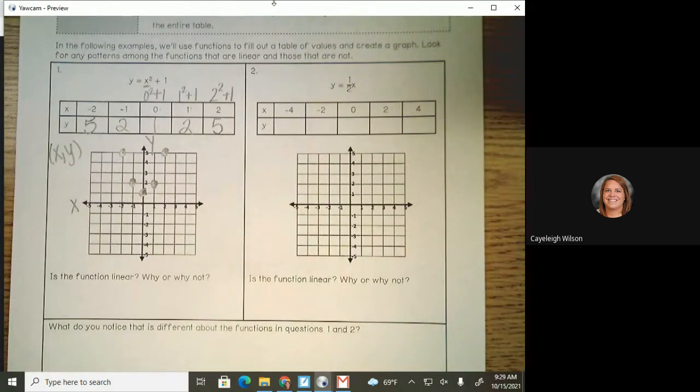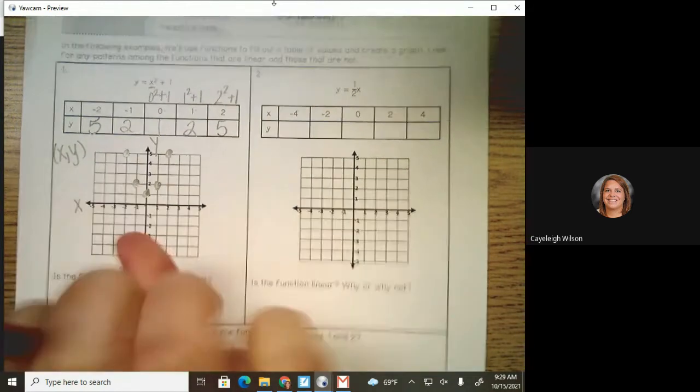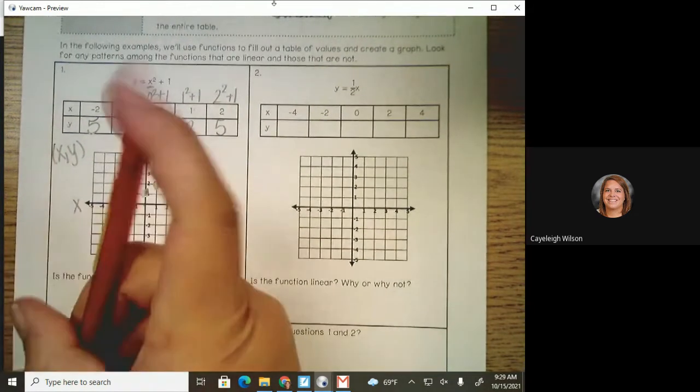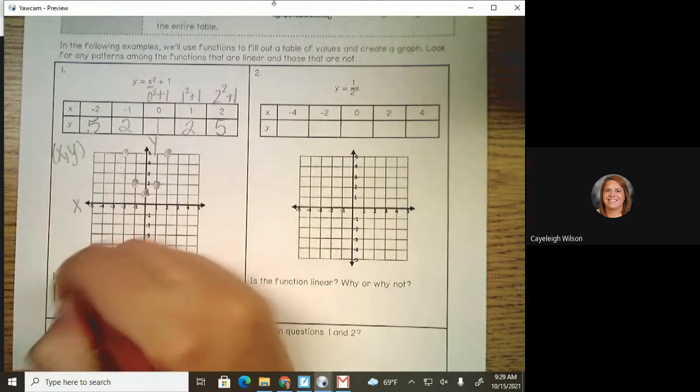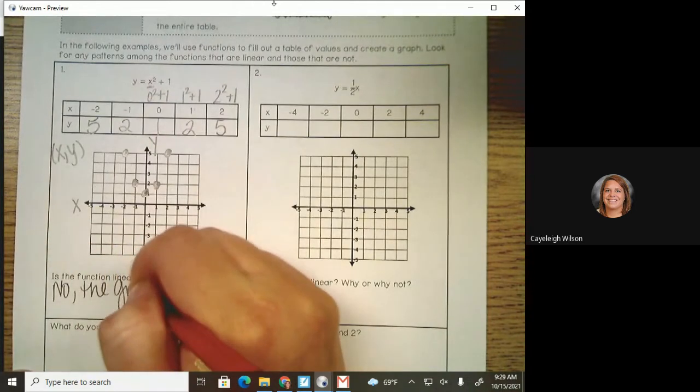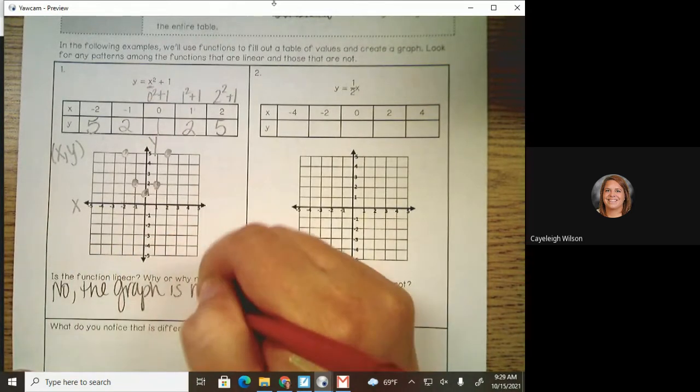All right, so it says, is the function linear? Why? It's not a straight line. So I'm going to say no. The graph is not a straight line.